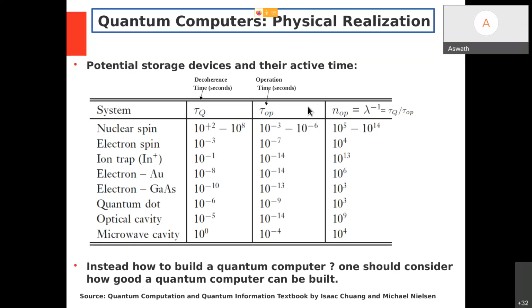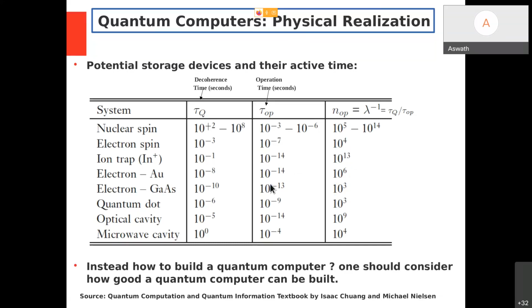Among this list, nuclear spin allows me up to 10 to the power of 14 operations. Ion trap allows me 10 to the power of 13 operations. So at the outset, if I ask which hardware you would choose to realize a qubit, you might go for the one with the large number of operations. But there is a catch. When you choose a particular hardware, it comes with limitations, something like errors creeping in. Maybe it is fragile, vulnerable to the environment. All those things we need to keep in mind when we design hardware.